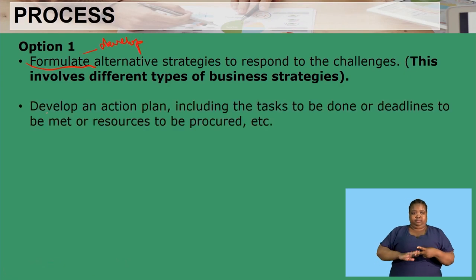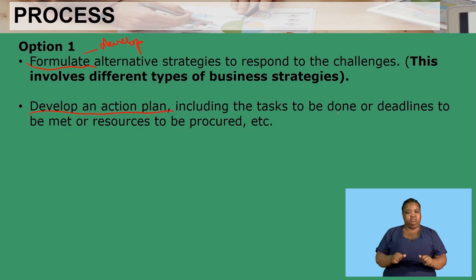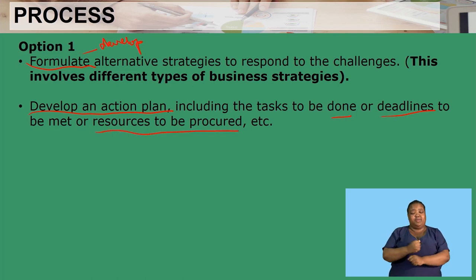Right, and then now we're going to develop an action plan, including the tasks that need to be done, deadlines to be met, or resources to be procured. So what does that mean now? In our action plan, we're going to write who's supposed to do what, when are they supposed to do that, why, for accountability purposes. So we need to know who needs to account if something does not go as anticipated or as expected. So that's why we need to develop an action plan.